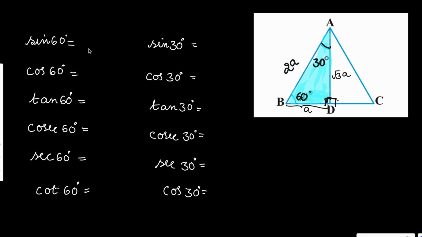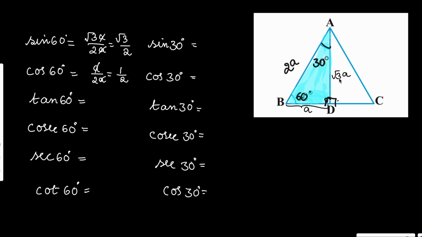Now we can find all the trigonometric ratios of 60 degrees and 30 degrees. We'll start with sine 60. Sine 60 is equal to AD by AB. So it is root 3 A by 2A. A and A will get cancelled. So we will get root 3 by 2. Cos 60 is adjacent by hypotenuse, that is A by 2A. A and A get cancelled, 1 by 2.